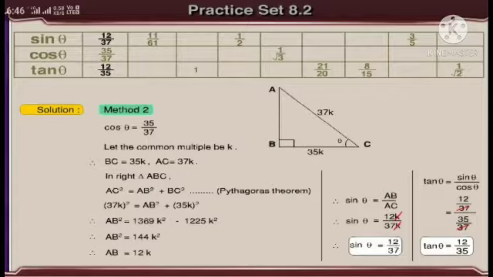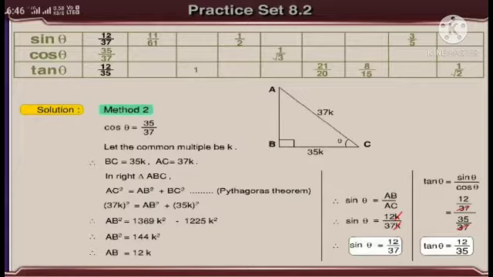Now we know that cos theta is adjacent upon hypotenuse. So let C be the angle theta. So we can say that BC will be the adjacent side and AC will be the hypotenuse. So let BC be 35k and AC be 37k. Now in right angle triangle ABC, apply Pythagoras theorem. So AC square is equal to AB square plus BC square.